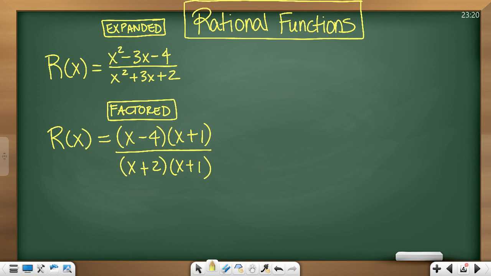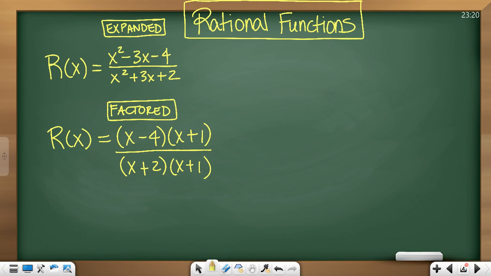So we have two forms of rational functions. You can see them over here on this side. We have expanded form and we have factored form. Expanded form is when the function is actually multiplied out, and factored form is when we have it in its factored form. There's multiple ways to have factored form, and I'll show you some examples on the next slide. But right now, we're just going to look at these two.